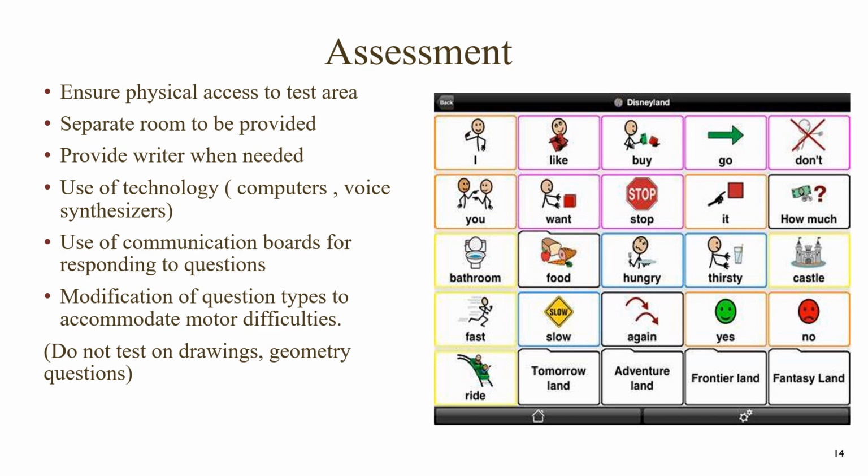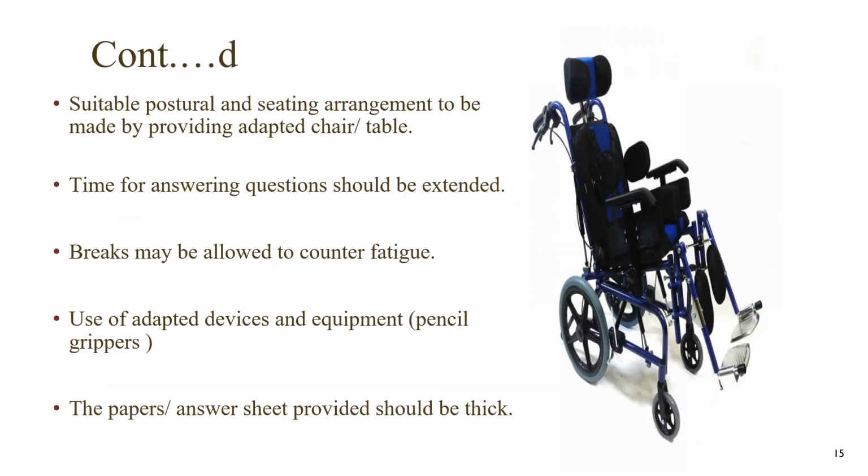How do we assess students or individuals when they are getting education in school? We should ensure physical access to the testing area and a separate room to be provided for them, and provide a writer when needed. Use of assistive technology like computers, voice synthesizers, and use of communication boards for responding to questions. Modification of question types to accommodate motor difficulties. We are not supposed to test them on drawings or geometric questions.